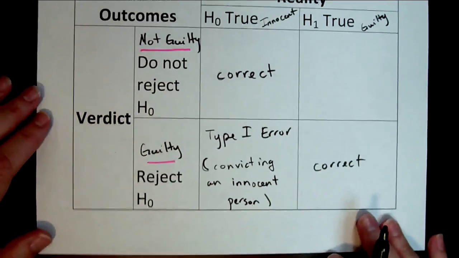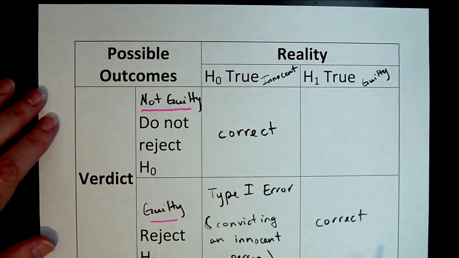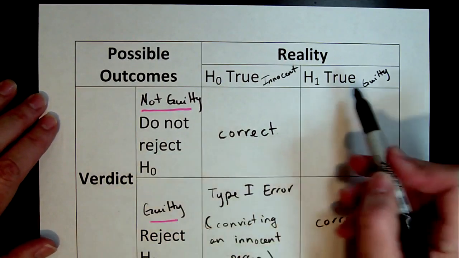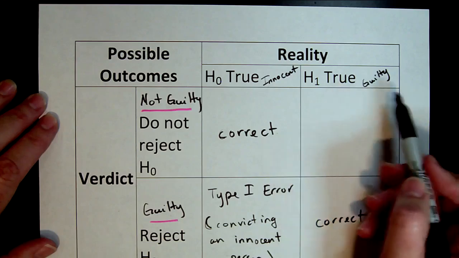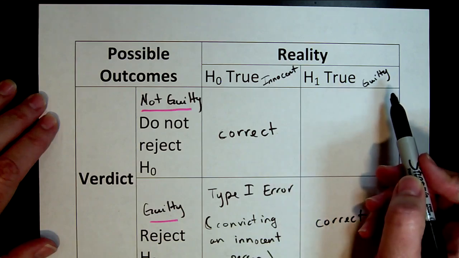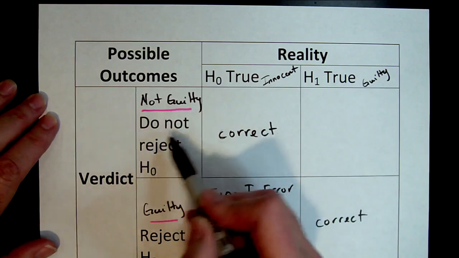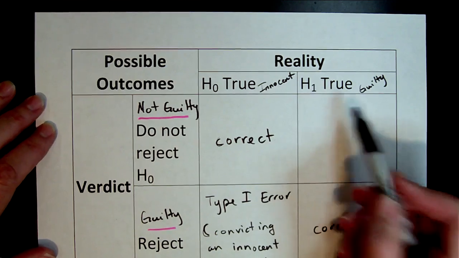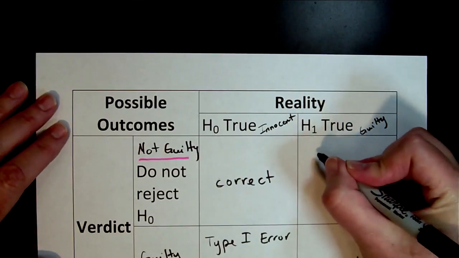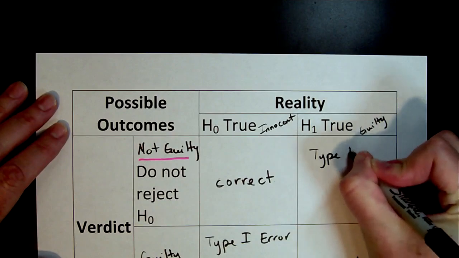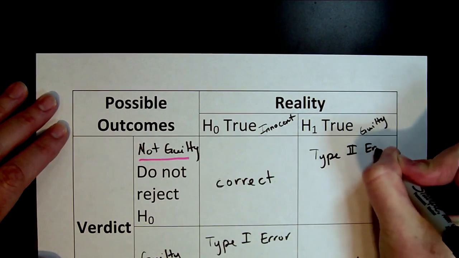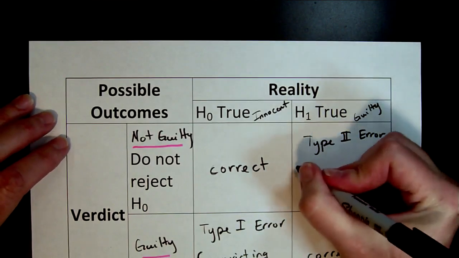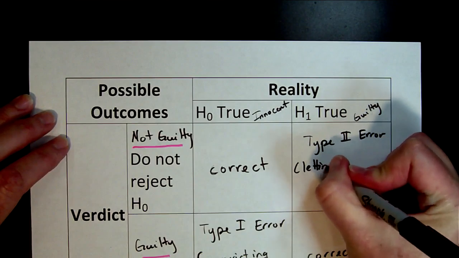Type 2 error, we said, was not rejecting the null hypothesis when in fact it's the other hypothesis that's true, the alternate. So that's a type 2 error. And therefore you can think of a type 2 error as letting a guilty person go free.